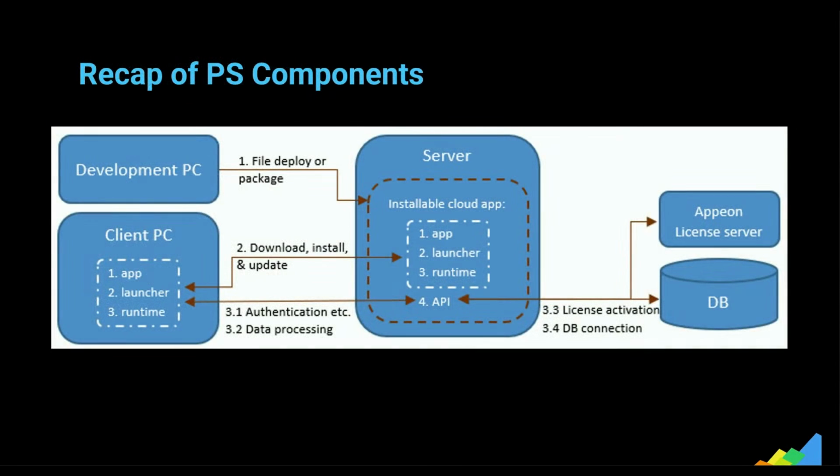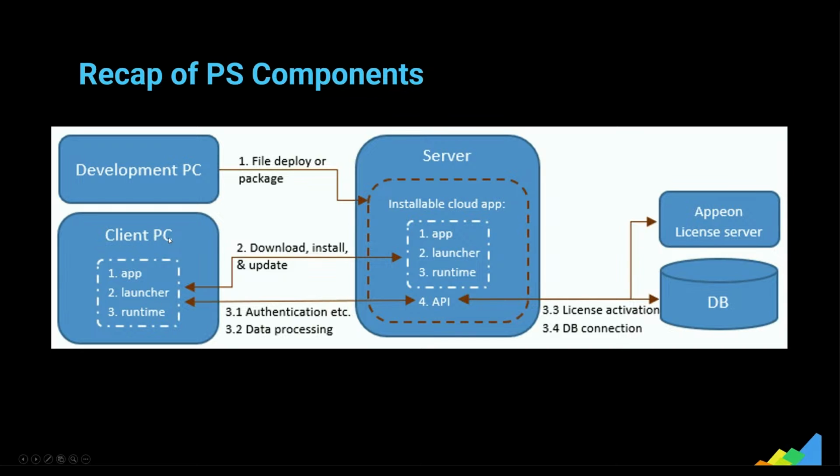So this picture recaps the PowerServer components. From your development machine, you can deploy the PowerServer project to a remote server, and you will get two components. So the installable cloud app itself that is made of the front end, which in turn is split into the actual application, the cloud app launcher, and the Power Builder runtime. So these three guys will be downloaded, installed, and kept updated on the client PC.